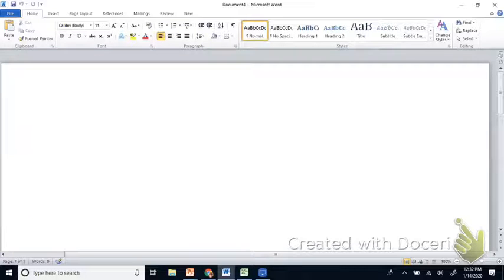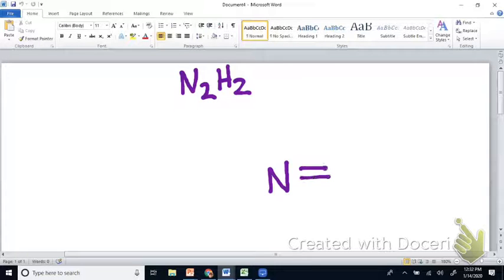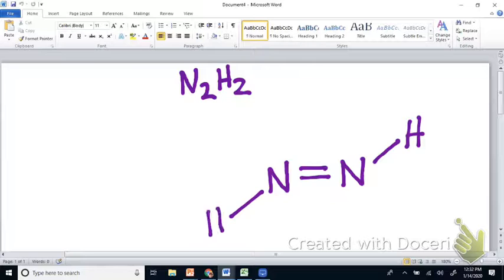And the second one was N2H2. Each nitrogen needs to make 3 bonds. If we have a nitrogen-nitrogen double bond, and then each nitrogen is also making 1 bond to hydrogen, and each nitrogen has a lone pair, this is the best Lewis structure. Nitrogen's making 3 bonds and has a lone pair, hydrogen's making 1 bond. This is the best arrangement for N2H2.